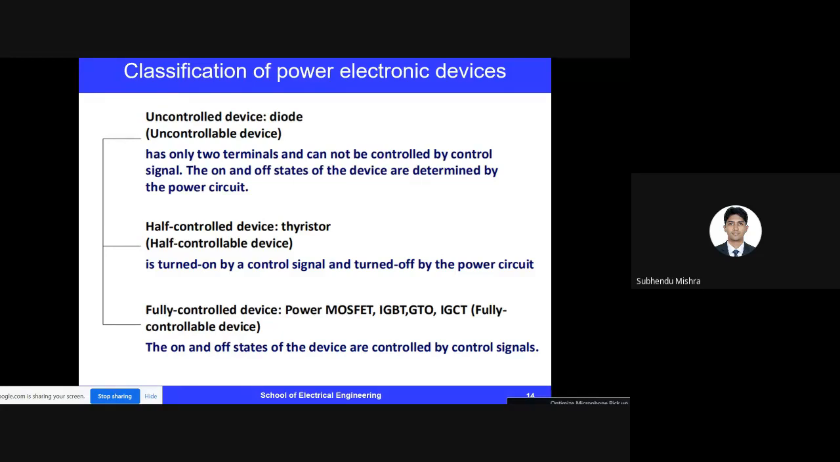The first switch is what we call the uncontrollable switch. This is a switch that we cannot control. What does that mean? It means that it is the state of the power circuit itself that determines if the device is on or off. So that is why this is called an uncontrolled device. An example of an uncontrolled device is a diode.